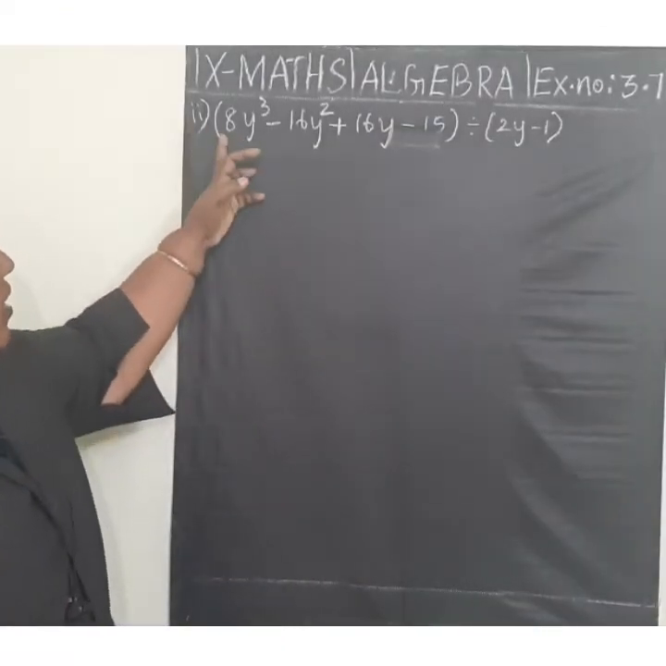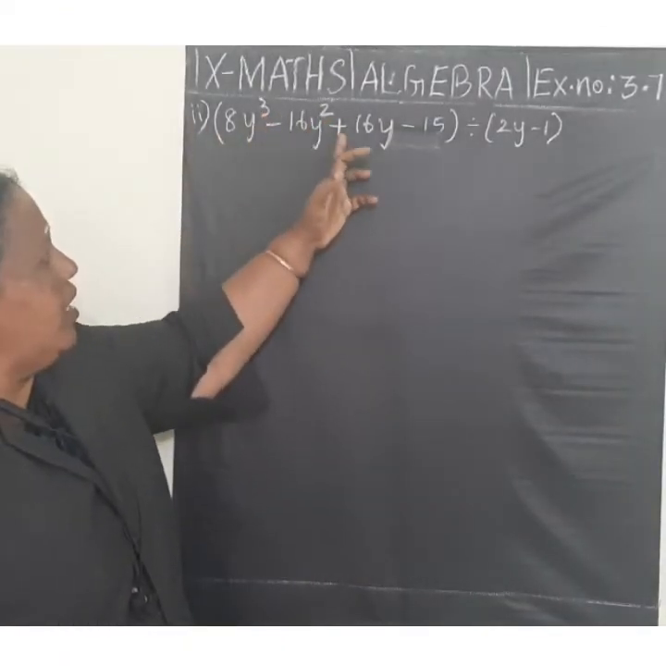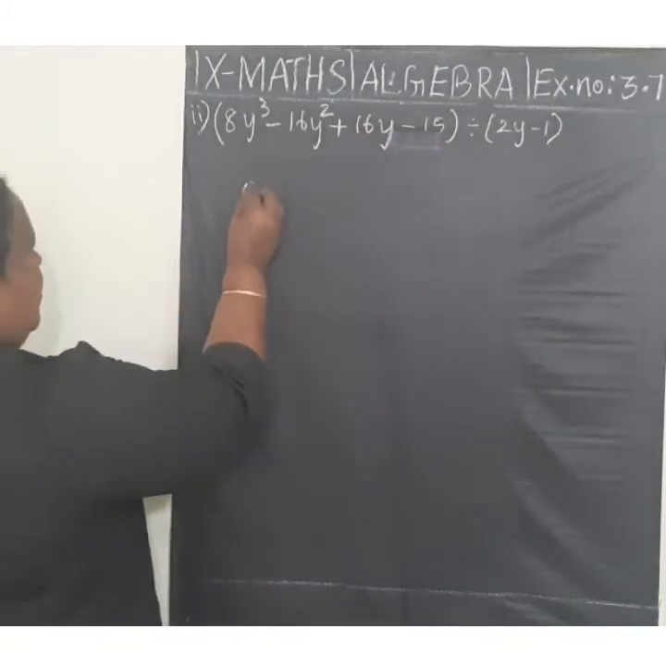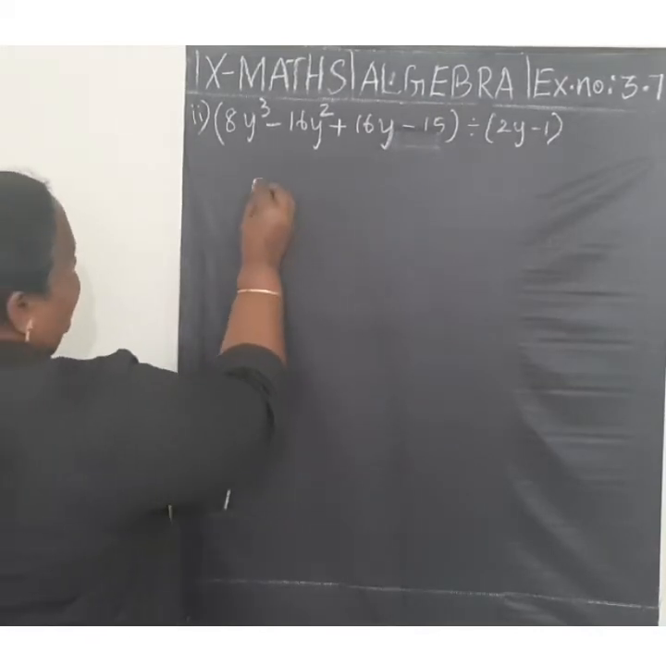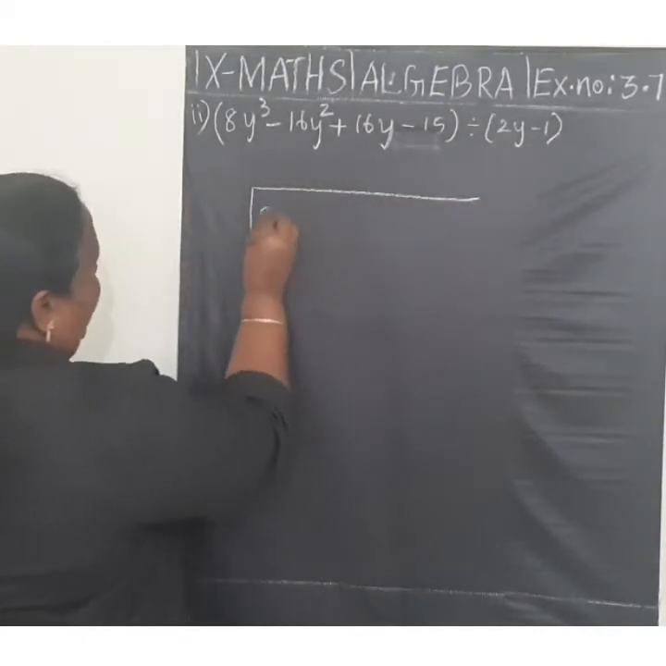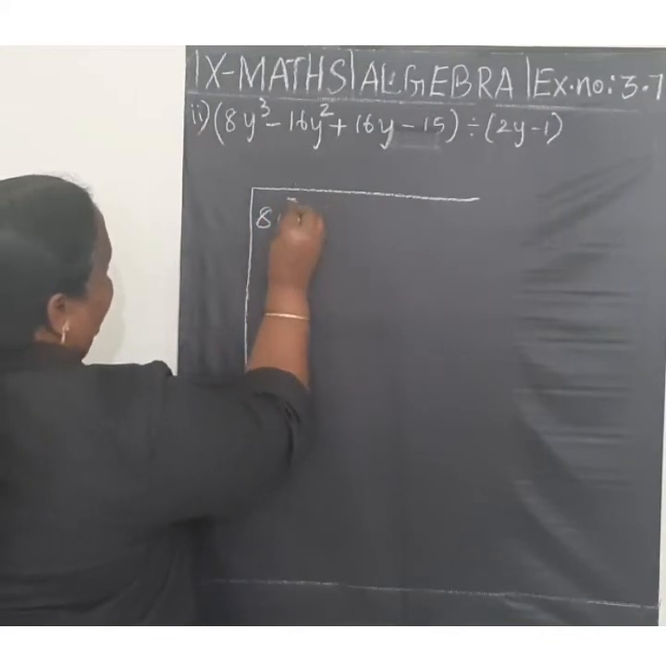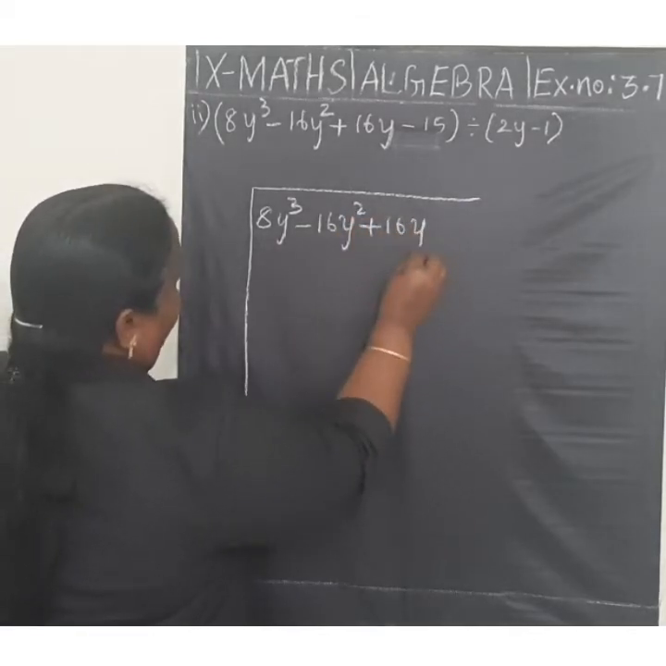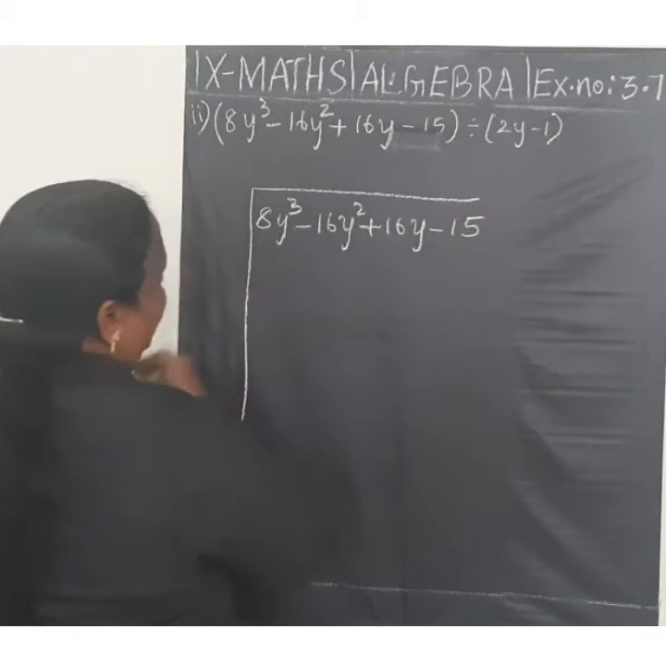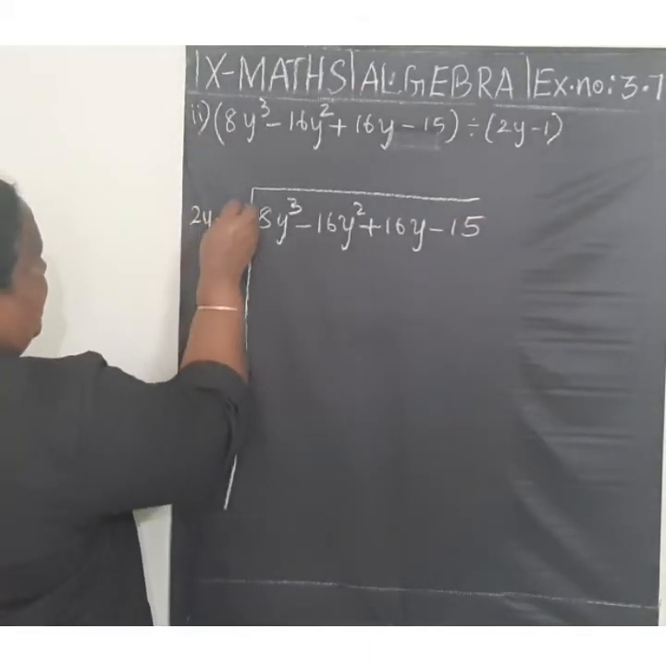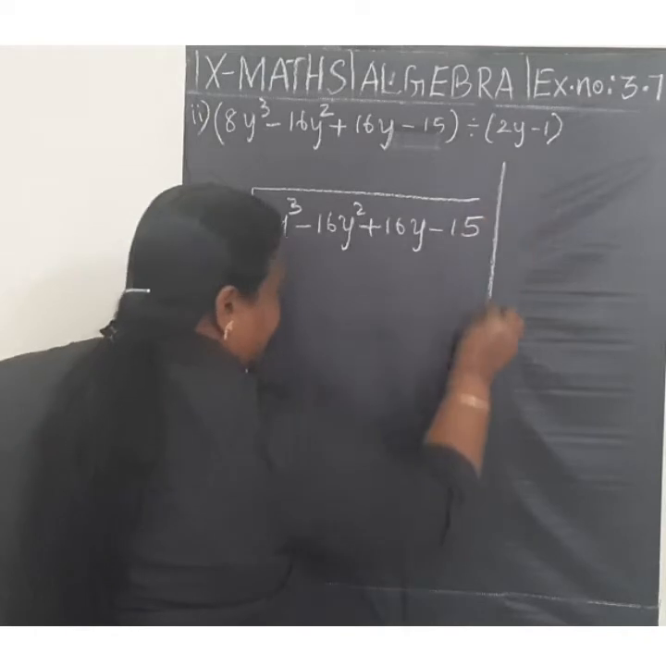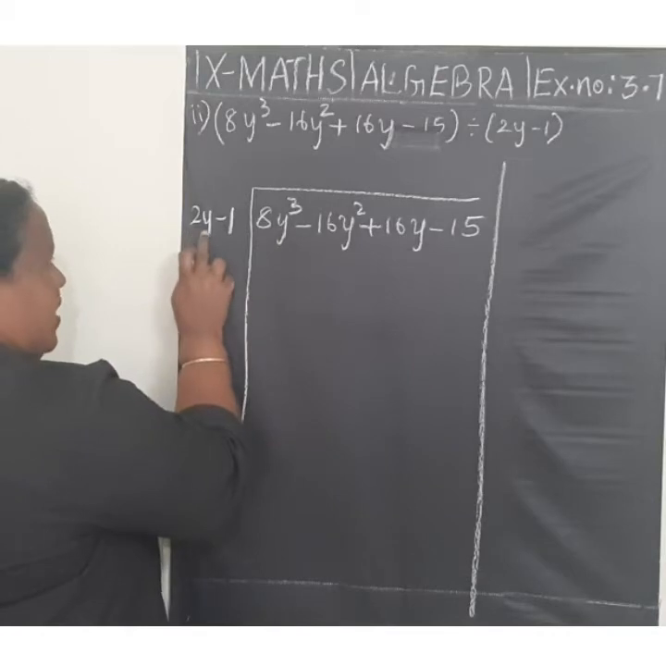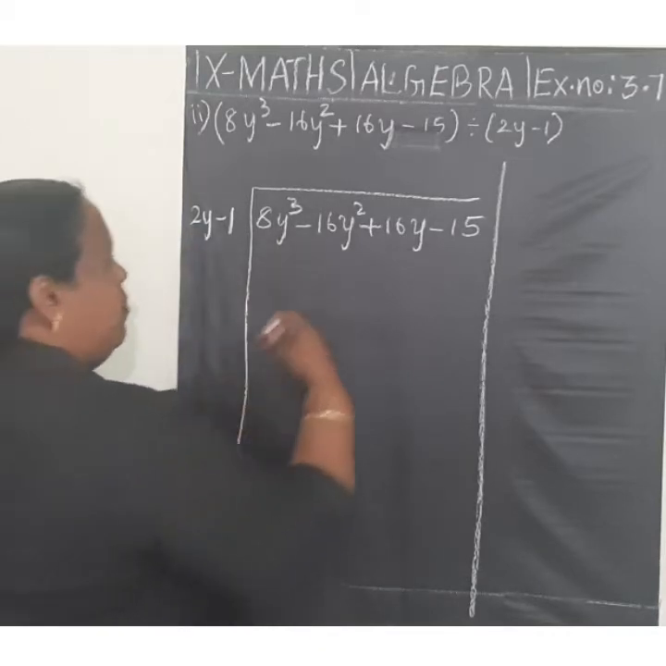Next, second subdivision: 8y cube minus 16y square plus 16y minus 15 divided by 2y minus 1. Here we have to write 8y cube minus 16y square plus 16y minus 15 divided by 2y minus 1. So the first step is that we take the first term of the dividend and the first term of the divisor, and we divide it.